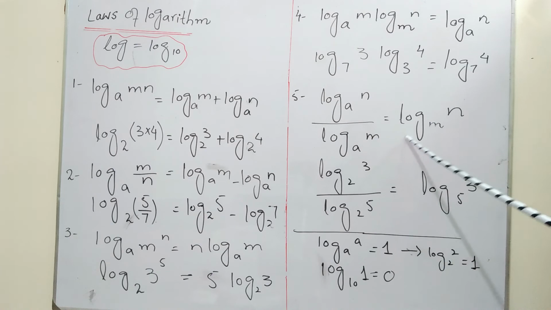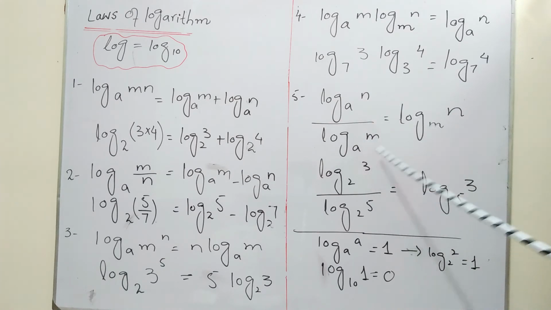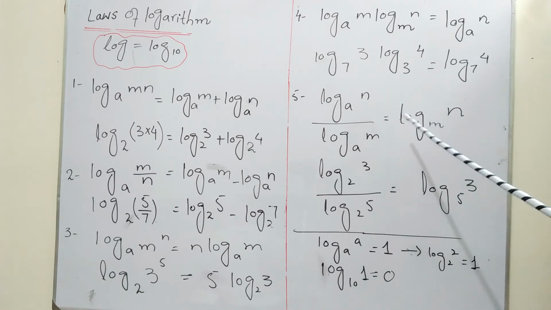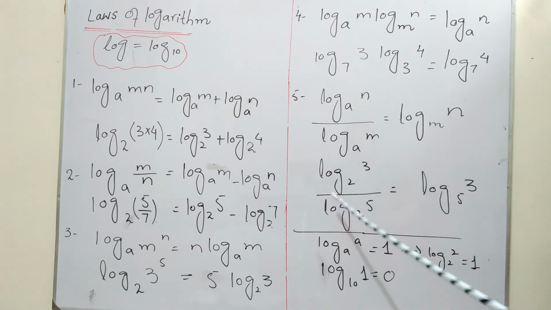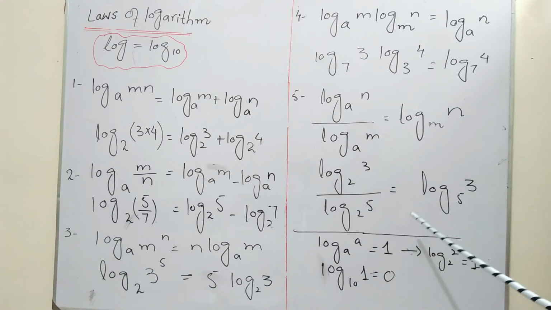Fifth one is log of n with base a divided by log of m with base a is equal to log of n with base m. The same bases are cancelled out, and the log is written in the form of a single logarithm after the application. Now example is, if we write log of 3 with base 2 divided by log of 5 with base 2, now this base 2 is cancelled out, and in the single logarithm we will write log of 3 with base 5. Now these are the 5 laws of logarithm.